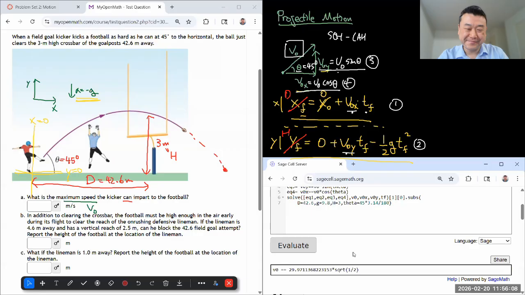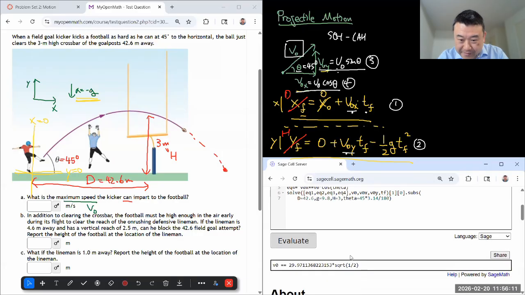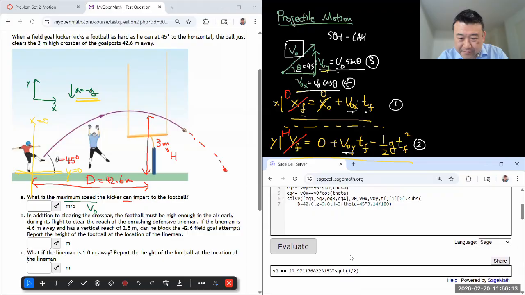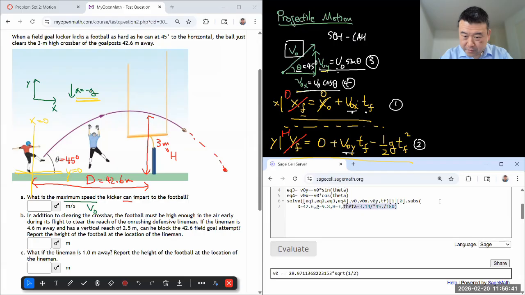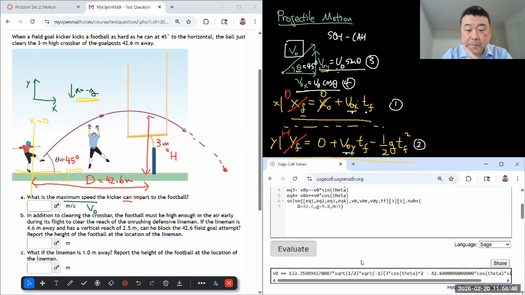Why is it? That is so annoying. So if I just don't plug in theta, what will it give me? Oh, I see. That's a square root popping up even before. So I don't think there's an easy way for me to get rid of that. So I guess I'll have to do it this way. So let me put in theta. 45 times pi divided by 180 is fine.